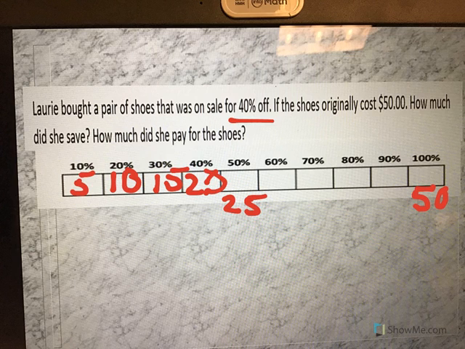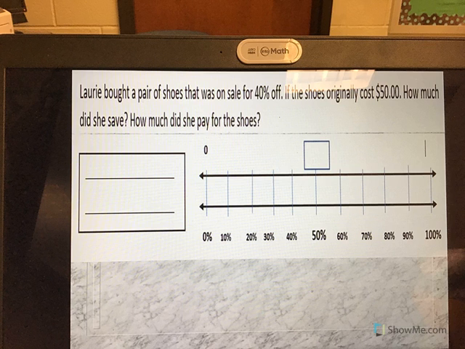So again, showing this, I filled it in. I can fill in the rest of them if I like. 30, 35, 40, 45, and then 50. So that's my tape diagram.